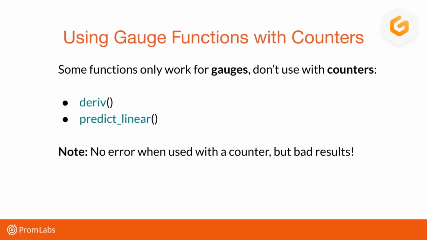Vice versa, there are functions that only work correctly with gauges. Deriv, for example, gives you the per-second increase or decrease of a gauge metric, so this can actually go negative. You could get something like: my memory usage is going down by 10 bytes per second. If you try to stick a counter into those, they have no concept of counter reset detection and compensation, so if a counter has a reset, you might actually get a negative request rate. So you don't want to use those with counters. Predict_linear is similar: it tries to predict a gauge into the future, and it internally uses a similar kind of slope calculation as deriv, so it also only works with gauges. Again, you don't get an error in this case. You just need to be careful to use them with the right metric type.